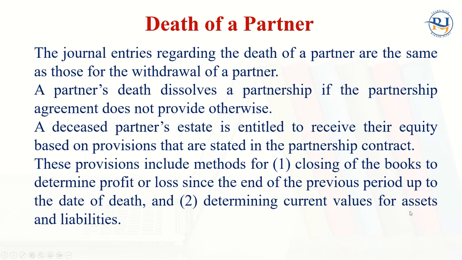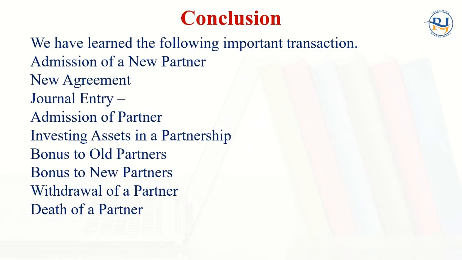So determine the current value of the assets and liabilities. On that day, they will find what is the current value of the assets. If we sell those assets, how much we will get. Accordingly, that money will be given to the family of the deceased person. So what have we learned? We have learned some of the important transactions related to admission of a new partner, new agreement, and journal entries related to the admission of a partner, investing assets in the partners, bonus to the old partner, new partner, withdrawal of a partner, and at the end we learned the death of the partner as well.